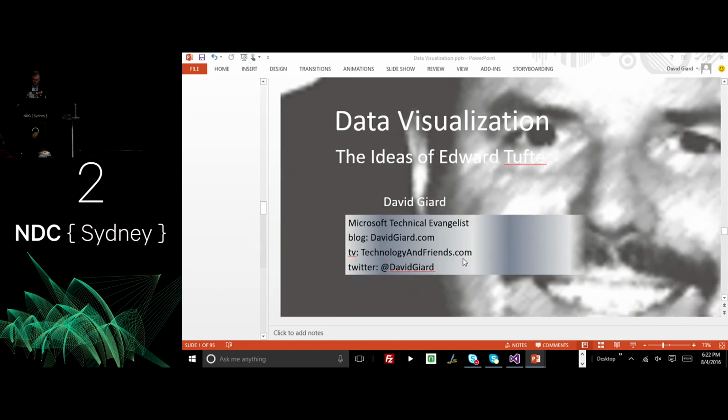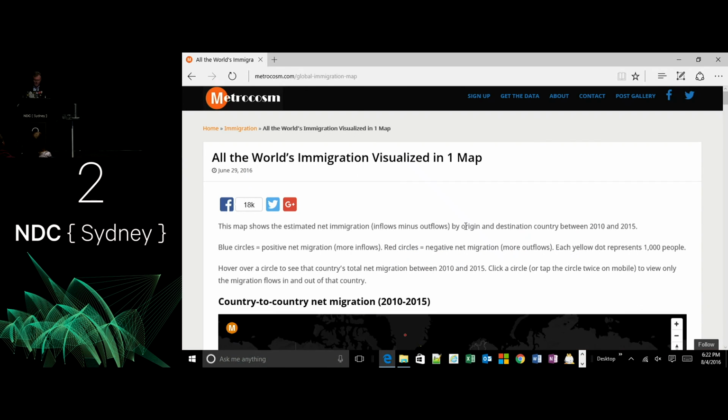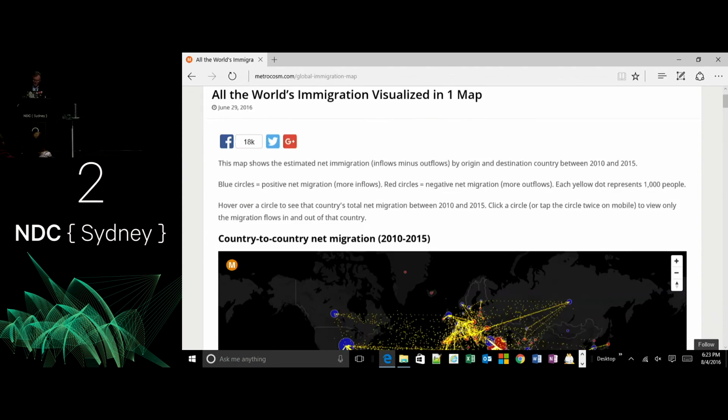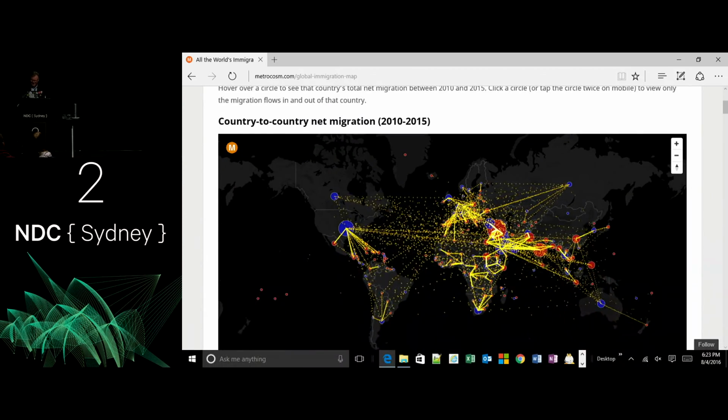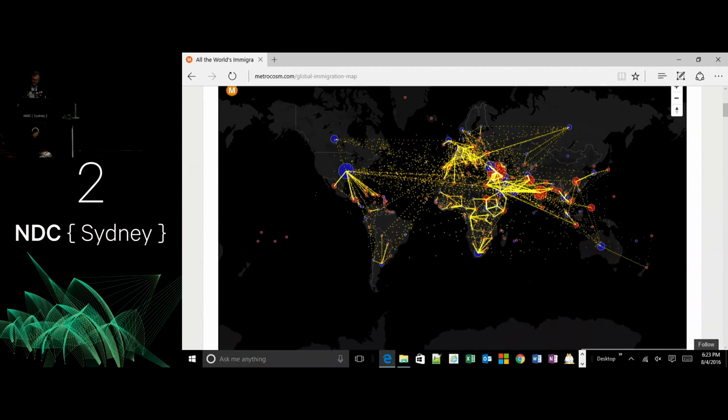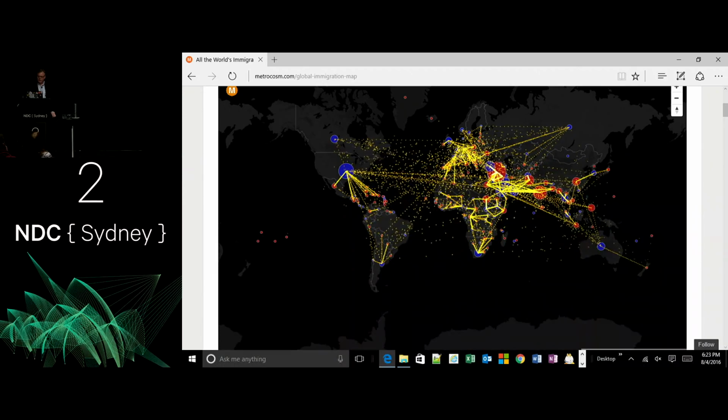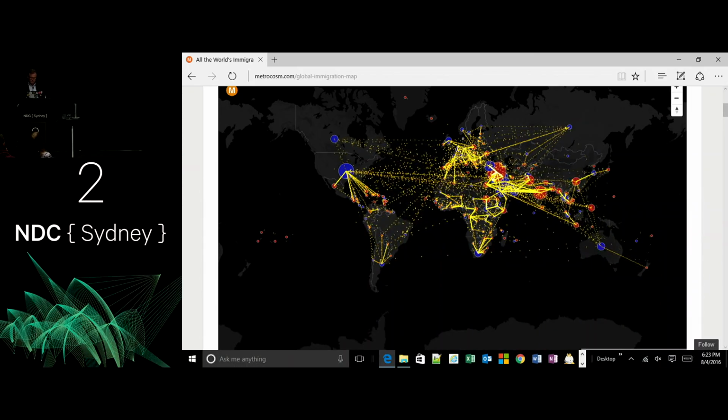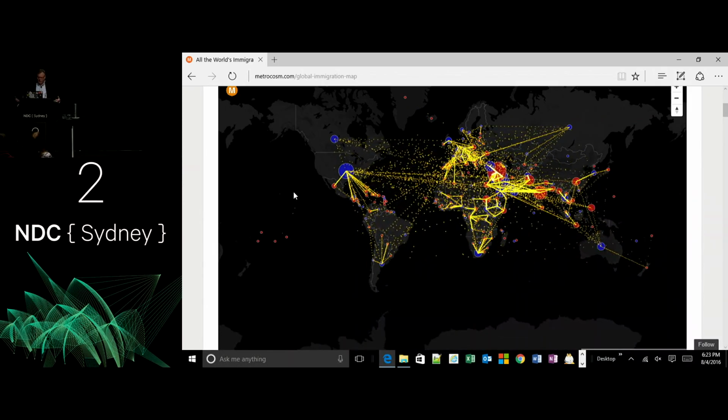And actually, let me show you this. If my internet works, I brought this up here. Now, again, not a tools talk, but there are tools that'll do this. This is immigration shown through animation. They could have done this with small multiples. These are showing the paths that immigrants are taking. So the blue circles represent countries where there's a net increase in population. People are coming to those countries.